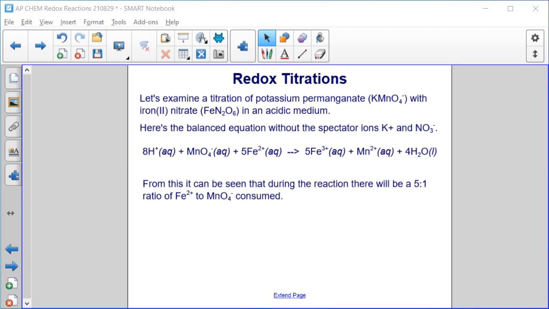Let's examine a titration of potassium permanganate with iron 2 nitrate in an acidic medium. Here's the balanced equation without the spectator ions potassium and nitrate. So I'm showing the balanced reaction here: 8H+ plus MnO4- plus 5Fe2+ produces 5Fe3+ plus Mn2+ and 4 waters. From this, it can be seen that during the reaction, there will be a 5-to-1 ratio of iron 2+ to MnO4- consumed, right? This will get consumed 5 times faster.